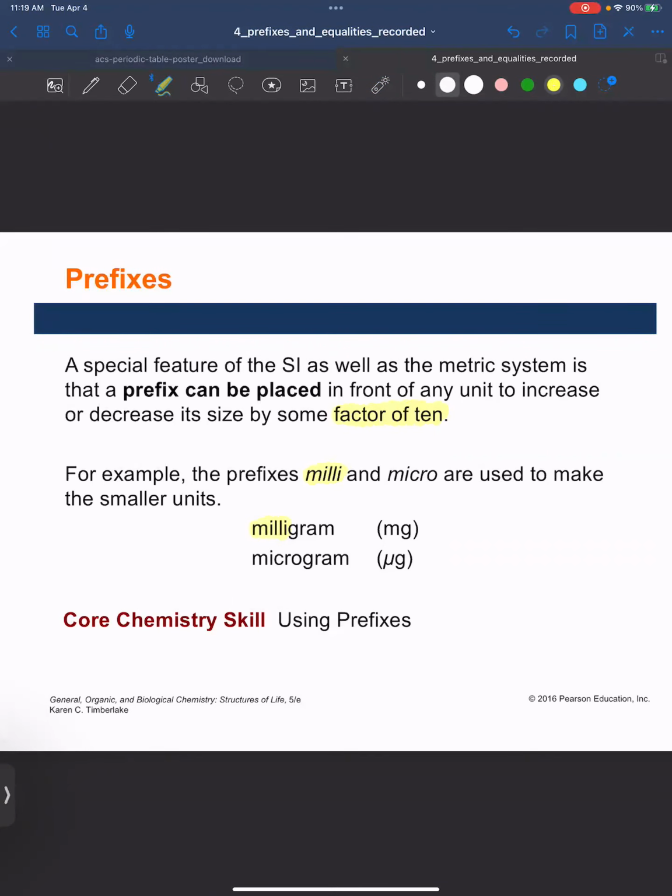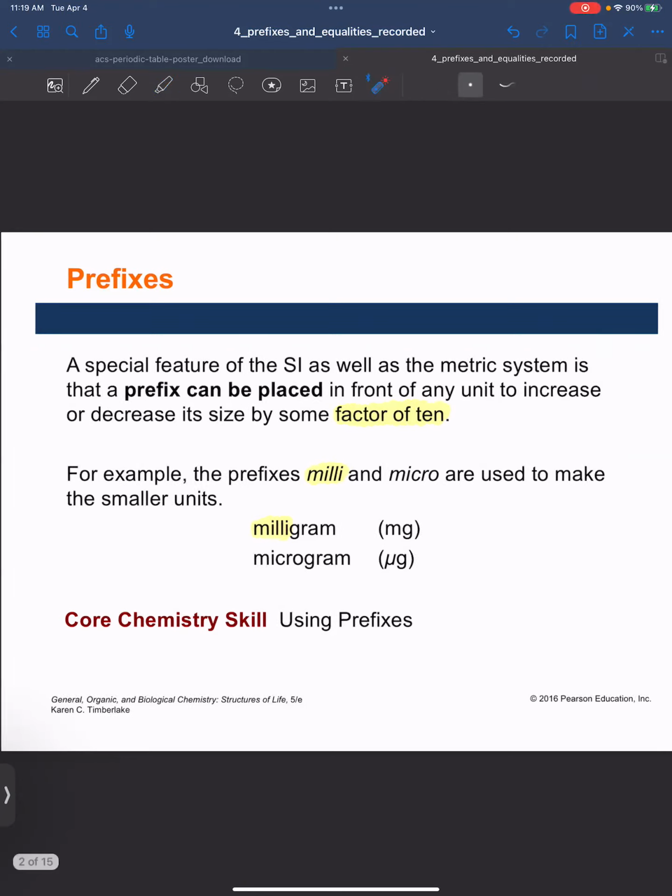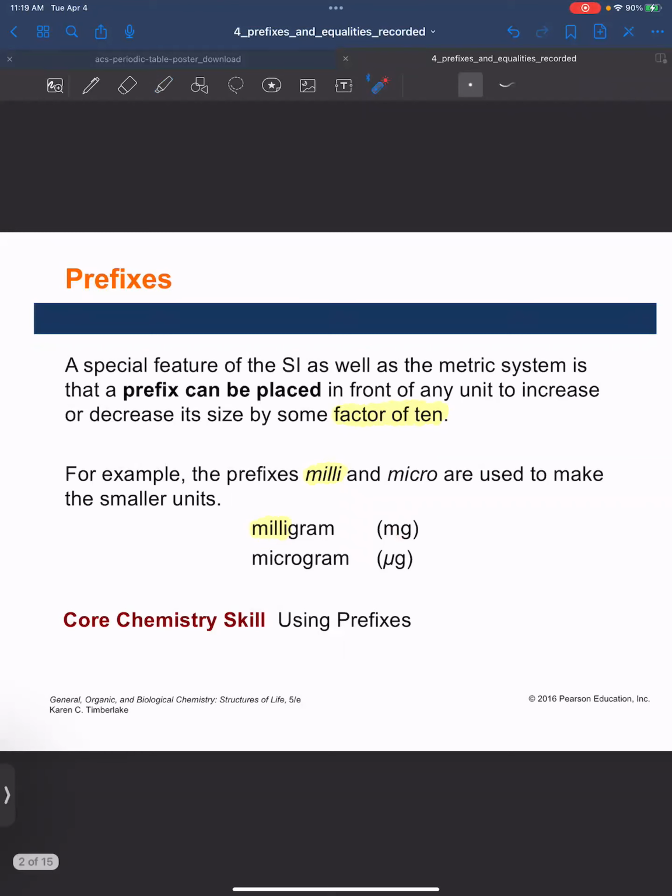So for example, we discussed in a previous lecture video that the units for mass were either grams or kilograms, depending on which system we're using, but we will stick with grams. And that milli implies a much smaller value. That prefix is going to tell us how small that gram is. Same with microgram.